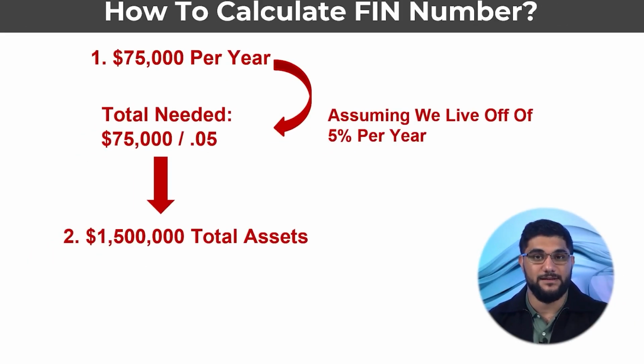So, taking that 75,000 divided by 5%, if today I had $1.5 million of total assets that generated 5% a year in perpetuity, then the 1.5 million can generate me 75,000 a year, and I can live off of that for the rest of my life.